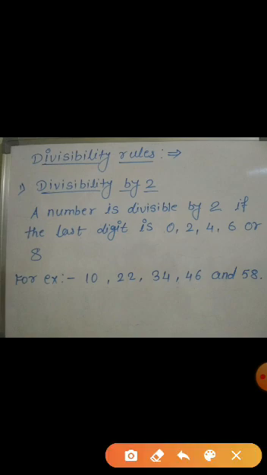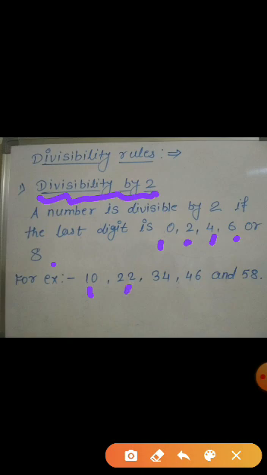The first one is divisibility by 2. A number is divisible by 2 if the last digit is 0, 2, 4, 6 or 8. For example, the number 10. In the number 10, the last digit is 0. Hence, it is divisible by 2.